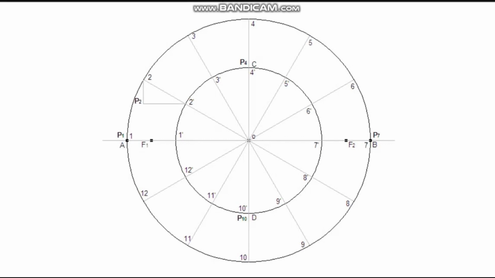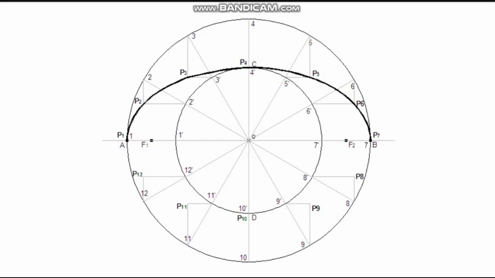These lines will intersect at P2. Draw a vertical line from 3 and a horizontal line from 3 and the intersection point is P3. Similarly, trace other points P5, P6, P8, P9, P11 and P12. Join all these points P1, P2, P3 up to P12 with a smooth curve. This is the ellipse.